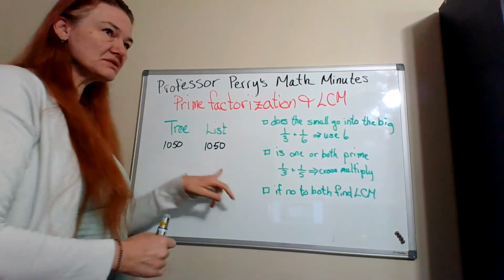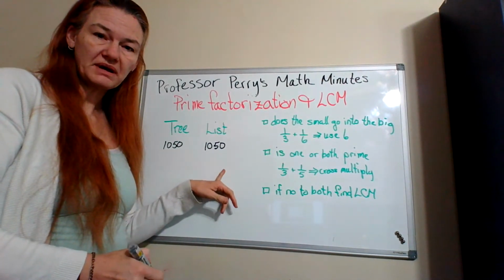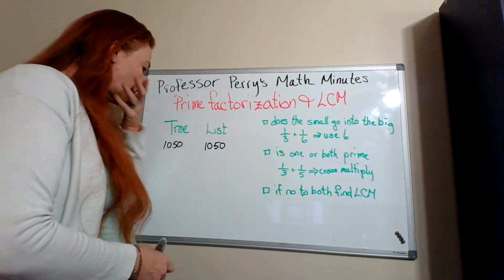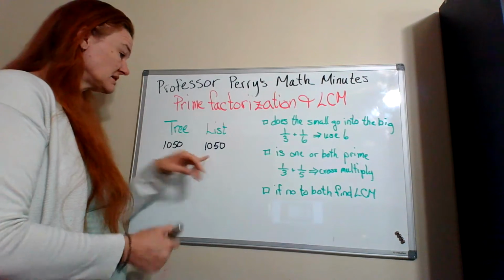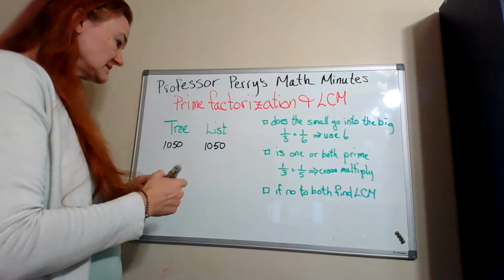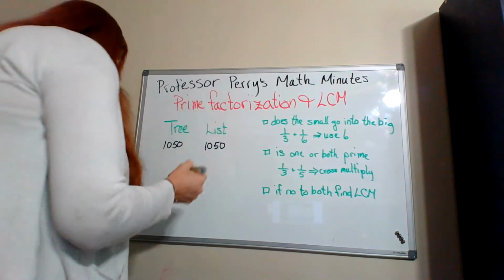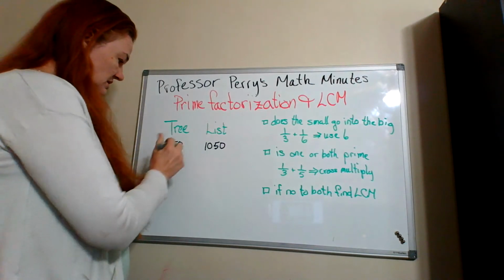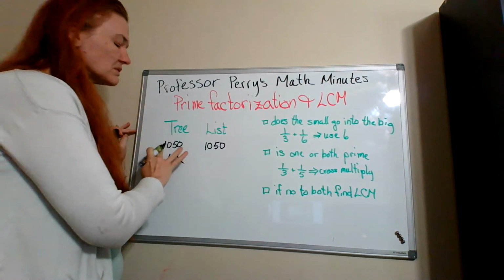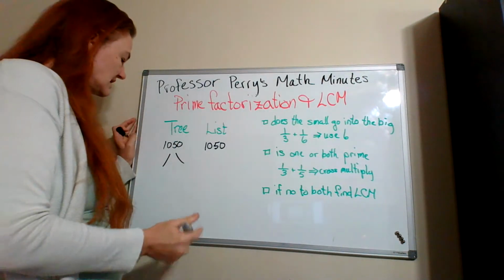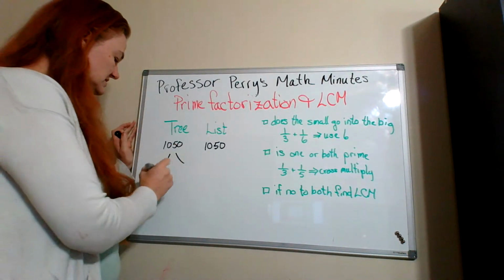So there's two ways to do prime factorization. One is a tree, kind of an upside down tree, and the other is to make a list. They're both very similar. With the tree, you're going to figure out what two numbers go into this. And if it's an even number, I always start with 2.